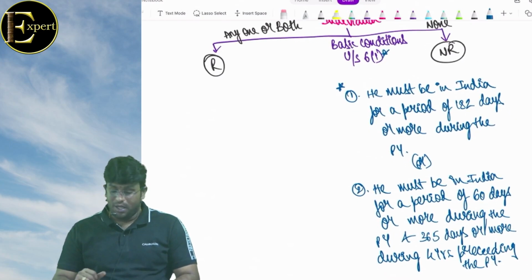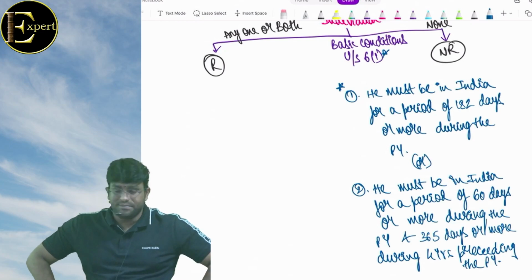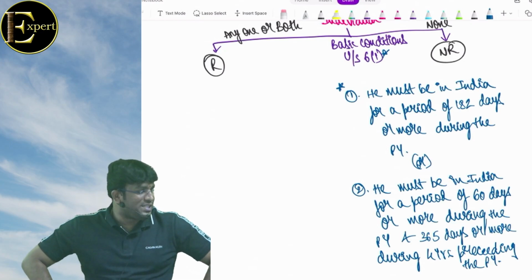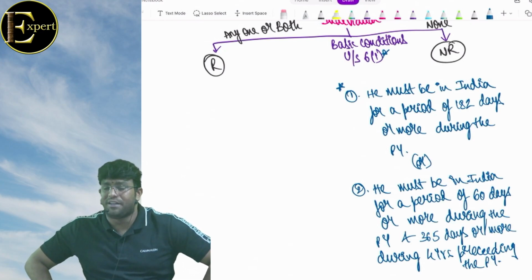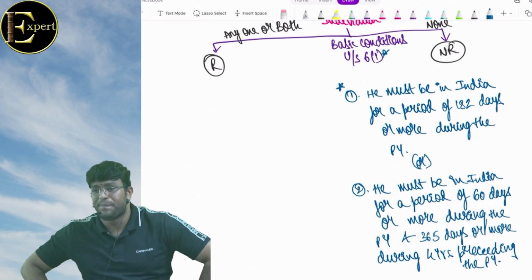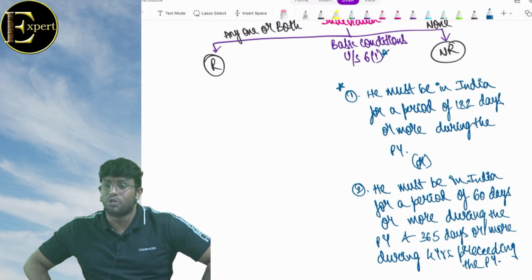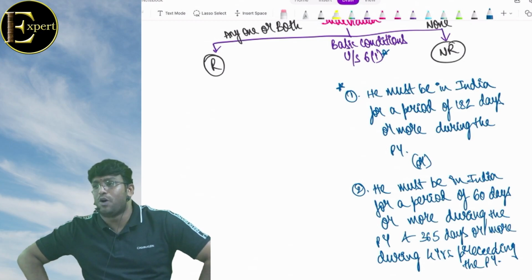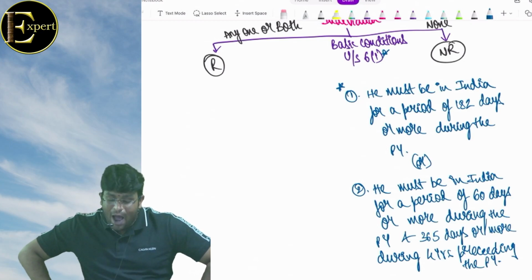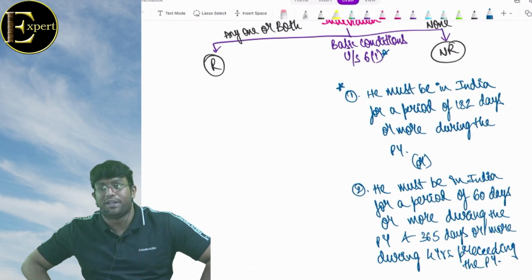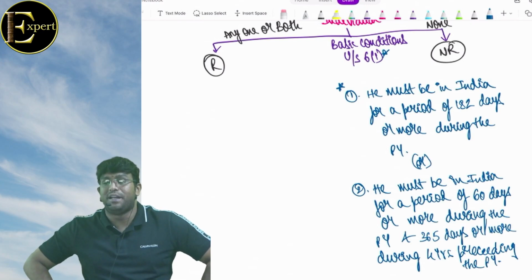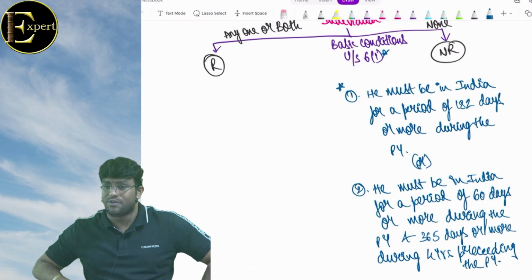Friends, tell me: when is an individual regarded as resident? Only if he satisfies any one of the basic conditions. How many are there? 2. Both satisfied, one satisfied, both gone. What is the first condition? He must be in India for a period of 182 days or more during the previous year, or he must be in India for a period of 60 days or more during the previous year and 365 days or more during 4 years preceding the previous year. Samajh mein aa raha hai kya beta?